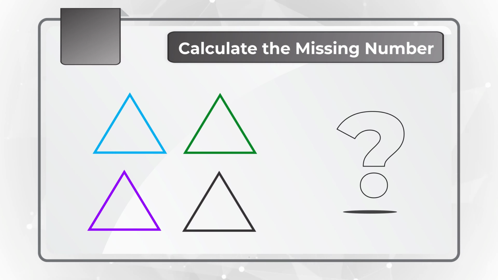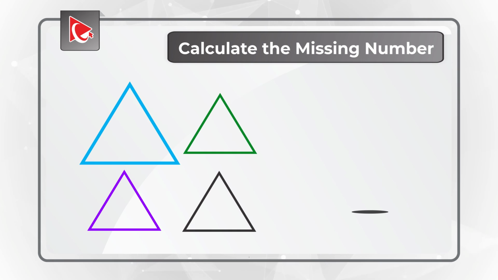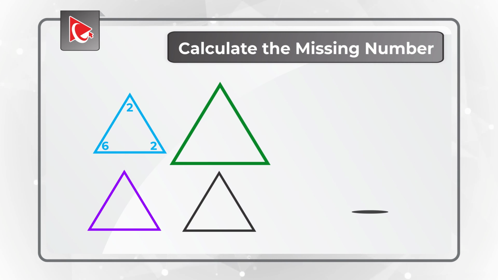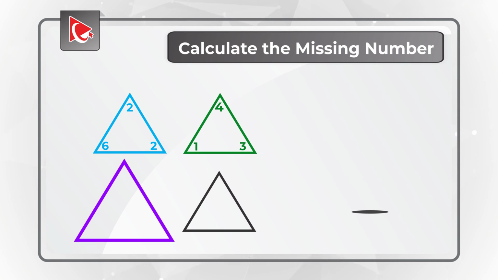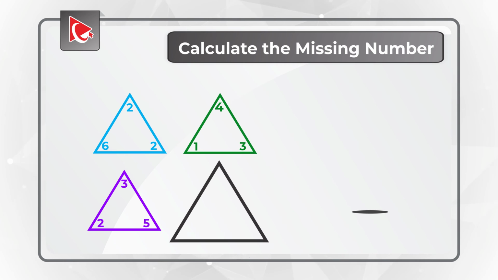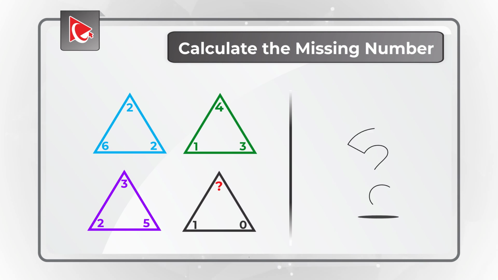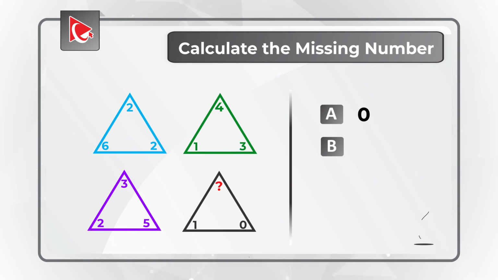Each triangle is of a different color. The first, bottom left corner blue triangle has numbers in the corners 2, 2, and 6. The green triangle next to it in the upper right corner has numbers 4, 3, and 1. The purple triangle in the bottom left corner has numbers 3, 5, and 2. And then the last triangle, the black triangle, has numbers 0, 1, and then in the upper corner there's a missing number which you need to calculate based on the 4 different choices. Choice A, 0. Choice B, 1. Choice C, 2. And choice D, 3.